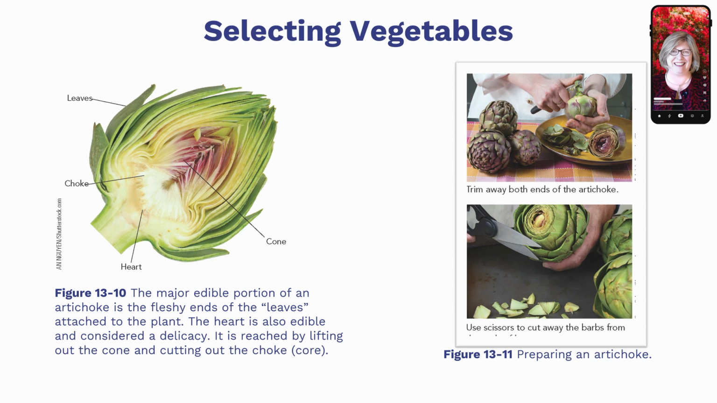In figure 13-11, you see some images of preparing an artichoke. So you trim away both ends of the artichoke, and then you use scissors to cut away the barbs from the center of the artichoke.